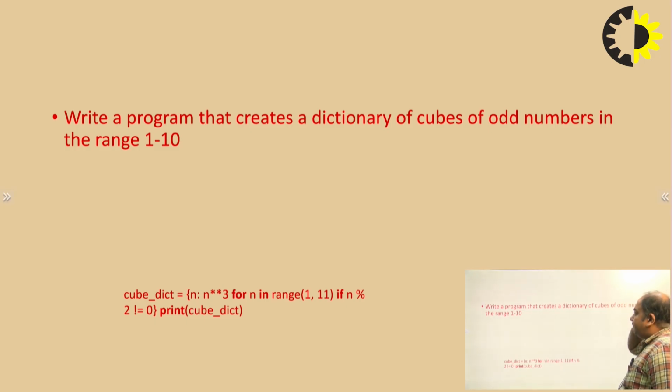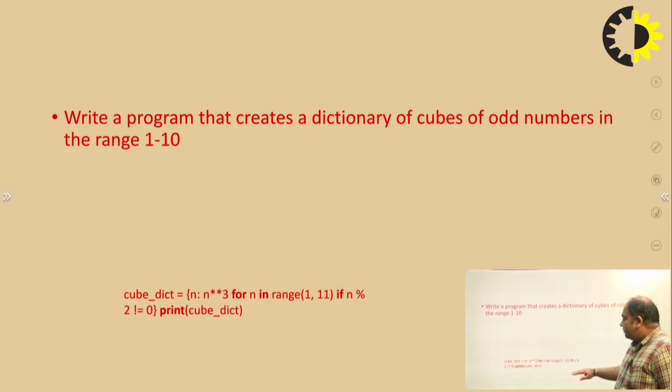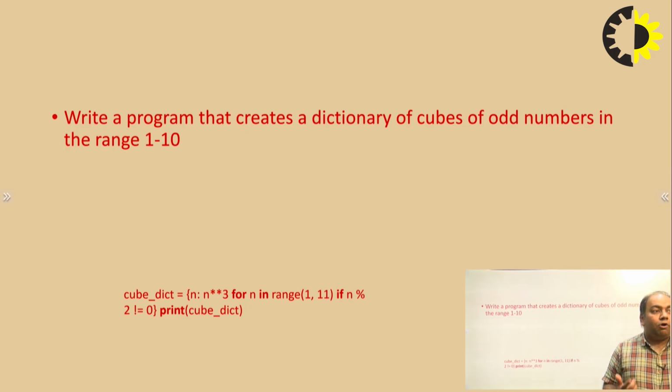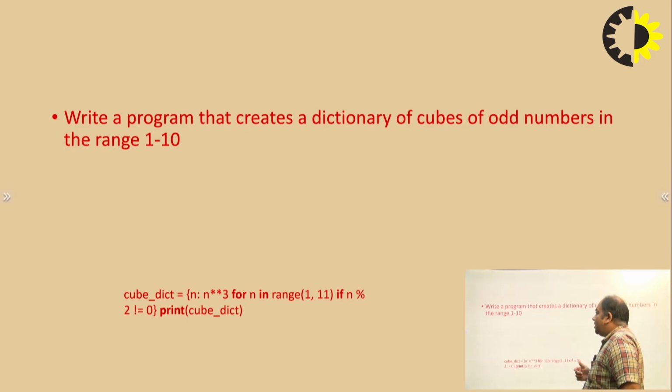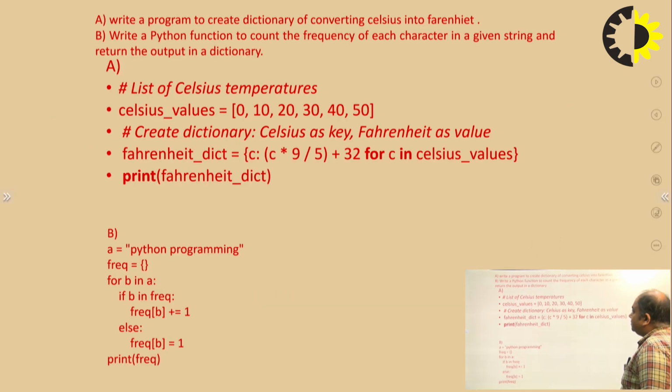This is the example of a dictionary to create the cube of odd numbers from range 1 to 10. We create a dictionary, cube dictionary. Then we create a key n, and for n we write the formula for that dictionary, and then we print that dictionary. So it will create an output of all the odd numbers between 1 to 10. To find the odd numbers 1 to 10, we write from 1 to 11, because when the loop runs, it runs up to one less.